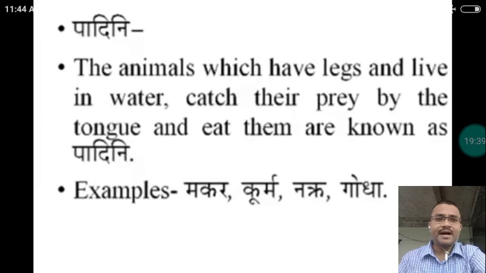Now, they are called padini, the animals which have legs and live in water. Those animals that are having legs and live in water catch their prey by their tongue. They will catch their prey not by their hands or their wings. They will catch their prey by their tongue and eat them as food. Those are known as padini. With the help of their legs they swim, they live in water, catch their prey by the help of their tongue and eat them. This group of animals are called padini. For examples, makara, kurma, nakra, and godha.